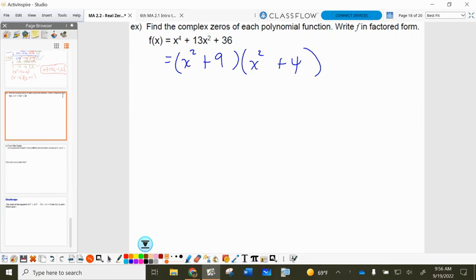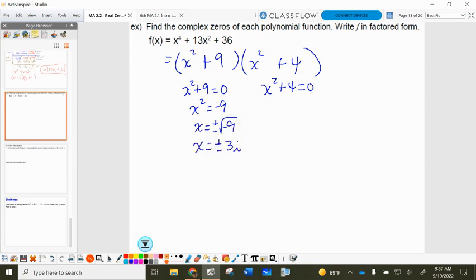Now, for each of those, when I set those factors equal to 0, I can just do this by hand. I don't need any extra fancy tools. So that's going to give me x squared equals negative 9. So x equals plus or minus the square root of negative 9, which of course means x equals plus or minus 3i.